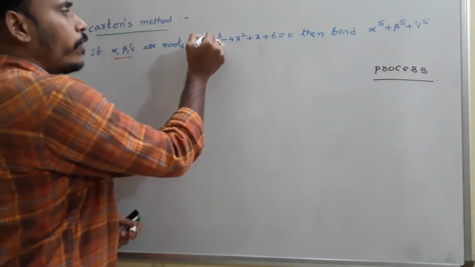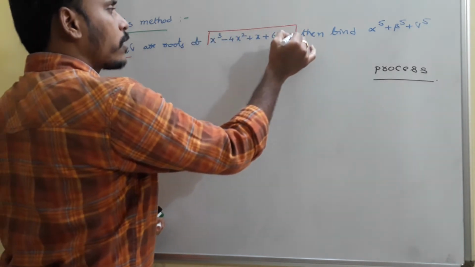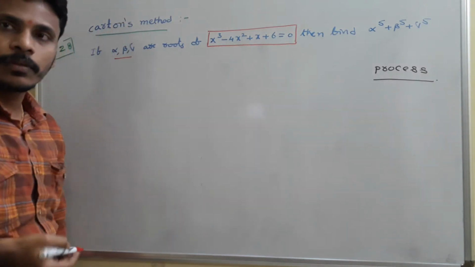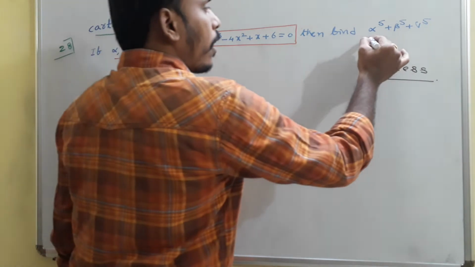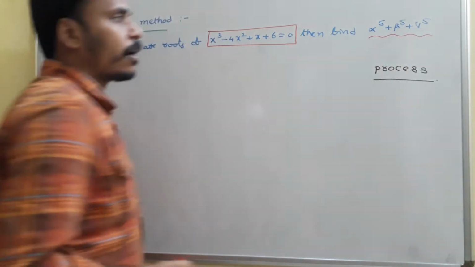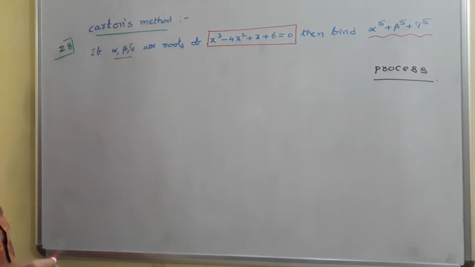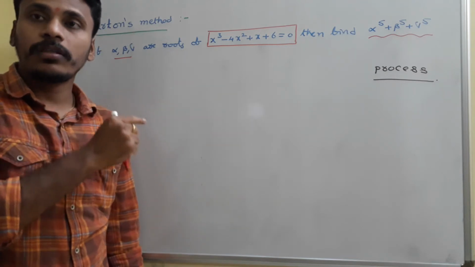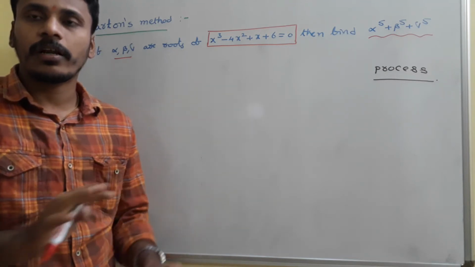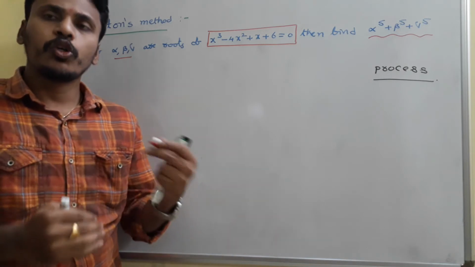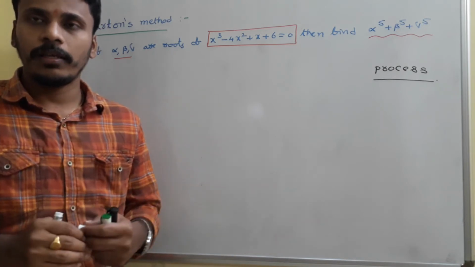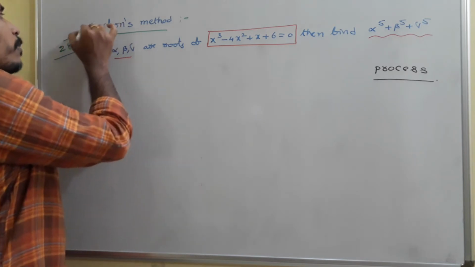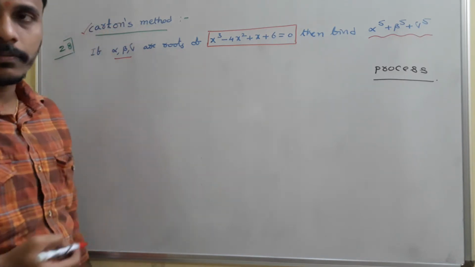Or the roots of x cube minus 4x square plus x plus 6 equals 0. Then we need to find alpha power 5 plus beta power 5 plus gamma power 5. In the last class, we solved this type of problem using the general algebraic way, using the concepts of polynomial equations. Now in this class, I am going to solve the problems using Cartan's method.